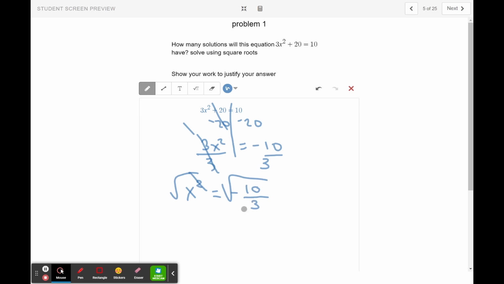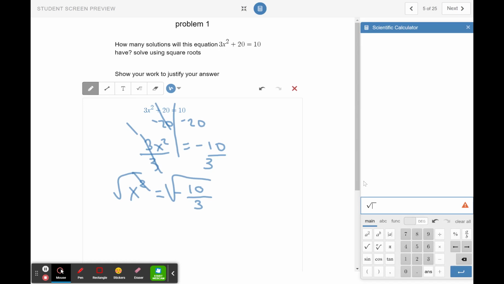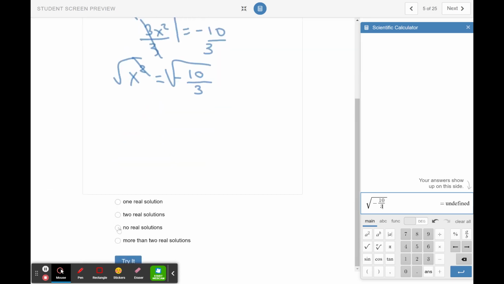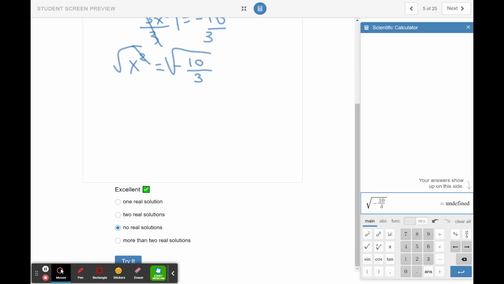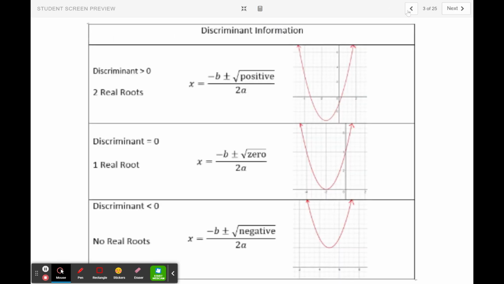Now, this should be a red flag because the discriminant is negative. But in case you don't notice, you put this into the calculator, it will say undefined. That does not mean it's undefined. It just kind of signifies that you're going to have no real solutions. Okay? And then also you can check on slide number 3. It's because we had a negative 10 over 3 here. So that's why we have no real roots.